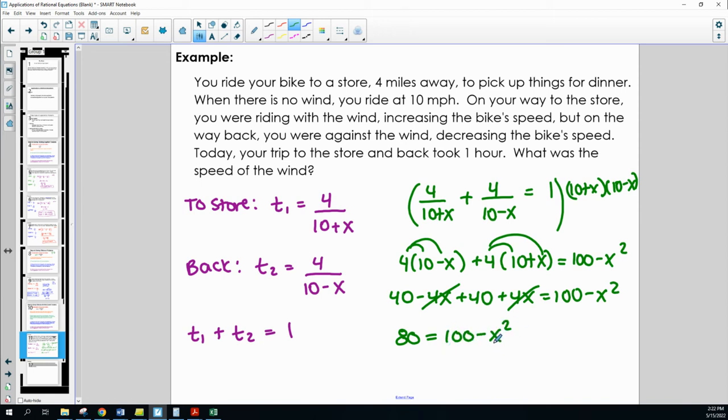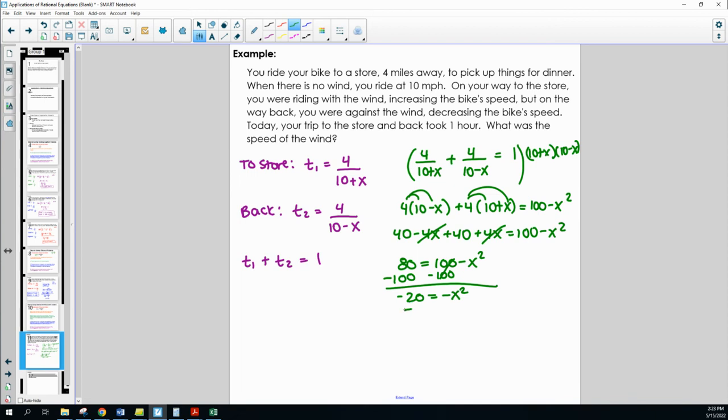Okay, so even though we have a quadratic here, we don't necessarily need to set it to 0. We only want to set it to 0 if there's an x squared and an x. If there's only an x squared, we can get x squared by itself and then take the square root, which is what we'll do here. So I'm going to subtract 100, so I get negative 20 is equal to negative x squared. I'm going to divide by negative 1, so 20 equals x squared. And then I'm going to take the square root.